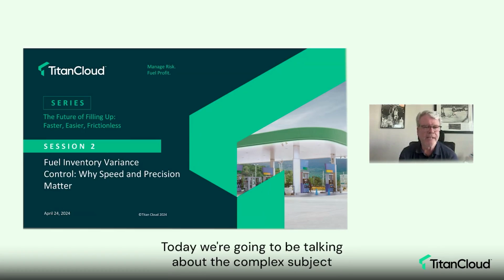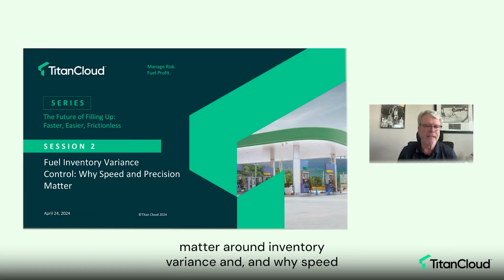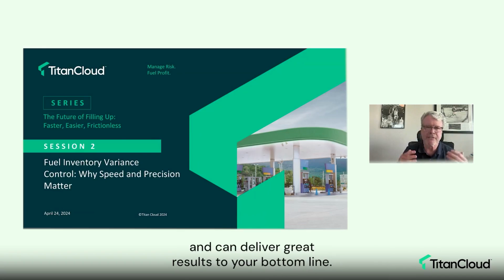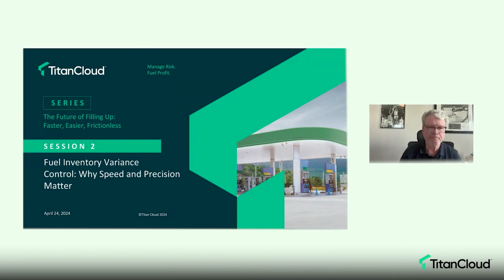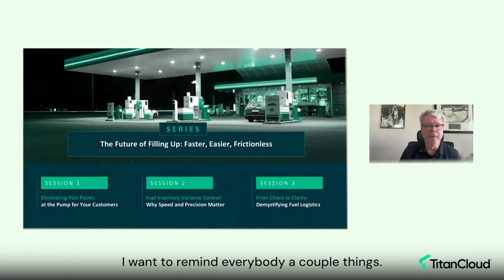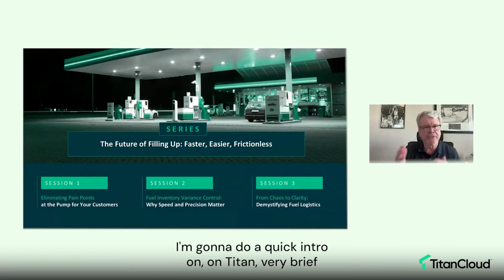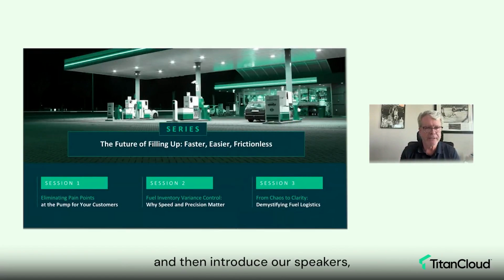Today, we're going to be talking about the complex subject matter around inventory variance and why speed and precision really matter and can deliver great results to your bottom line. I want to remind everybody a couple things. I'm going to do a quick intro on Titan, very brief, and then introduce our speakers.